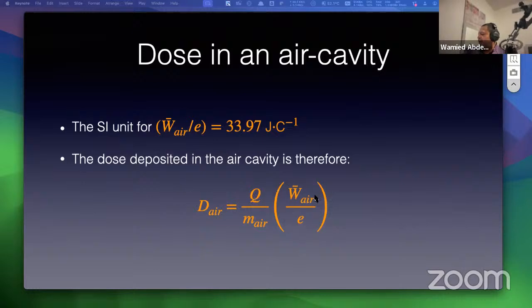So the dose deposited in the air cavity is Q multiplied by this factor, which gives me the absorbed energy in the cavity. We then need to divide by the mass of air. Absorbed energy divided by the mass is the dose. So this is how one can obtain the dose in air. This is a constant. All we need to know is the mass of air in the cavity, as well as the ionization produced by the radiation beam, and this will allow us to determine the dose in air.